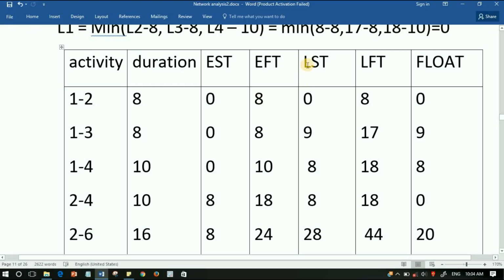Before finding LST, you have to find LFT. The easiest way: for LFT of the activity 1 to 2, we take the head event, that is L2. L2 is equal to 8. Then how to find LST from LFT? LST is equal to 8 minus the duration 8, that is 8 minus 8, which is 0. Similarly for 1 to 3, EST is E1, LFT is L3, and EFT is E1 plus the duration 8.